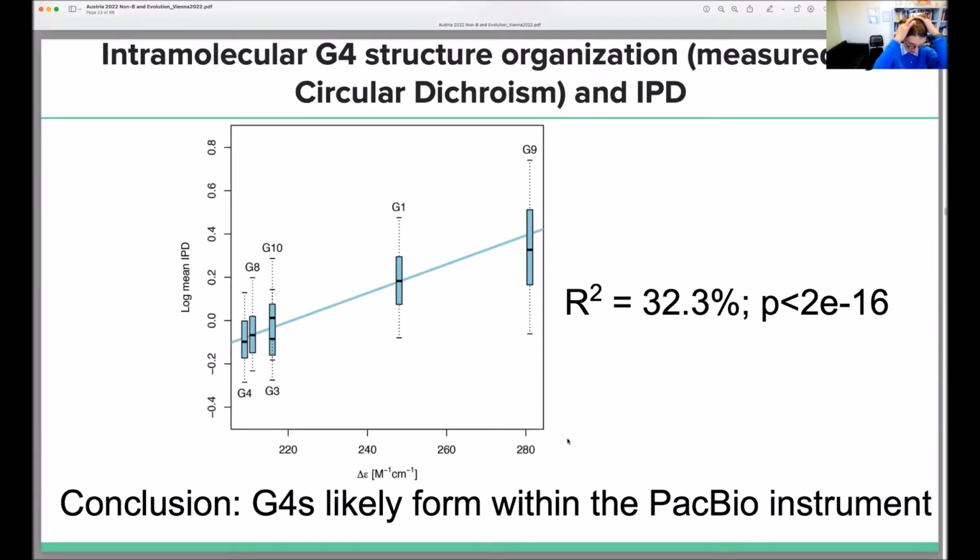And in general, what we could also do is correlate the IPD values, the speed of polymerization, with the biophysical properties of G quadruplexes. So here I'm showing the correlation between average IPD values and the circular dichroism intramolecular structure, the delta epsilon. It's a highly significant relationship, suggesting that G quadruplexes indeed might form within the PacBio instrument.